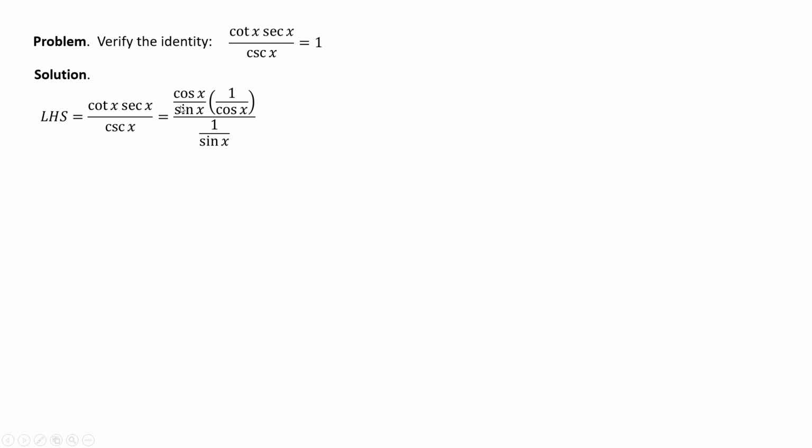Now, sine x and sine x cancel out. Cosine x over cosine x is 1. And so 1 over 1, that's equal to 1. Right? If you do not see that, that's okay. At least, would you be able to say that this cosine x over cosine x, they cancel and you're just left with 1 over sine x on the top? Is 1 over sine x over 1 over sine x, the same expression a over a, isn't that equal to 1? That's it. And that's equal to RHS.